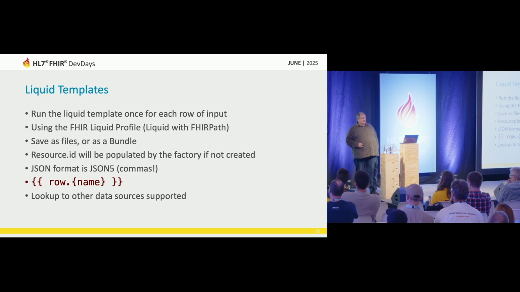So with liquid templates, you run the liquid template once for each row of the input, and it saves it as a file, and the resource ID will be populated. It's actually JSON5 because commas and liquid, you really don't want to be arguing with that. And here's a typical thing to insert a row of data. A piece of data is row.name, so the name of the cell in the source, and you can do lookups. And I'm not going to spend more time on that.